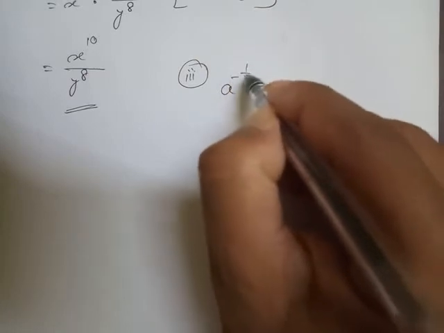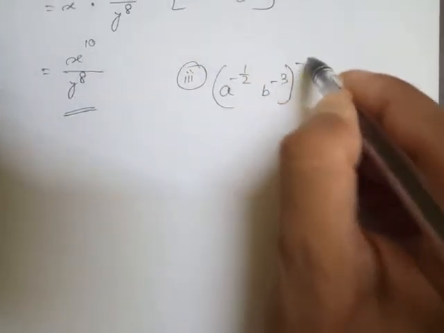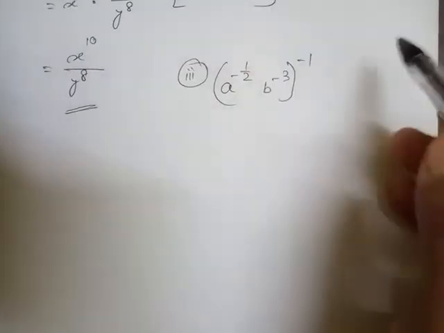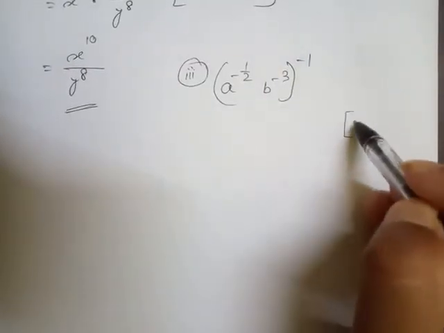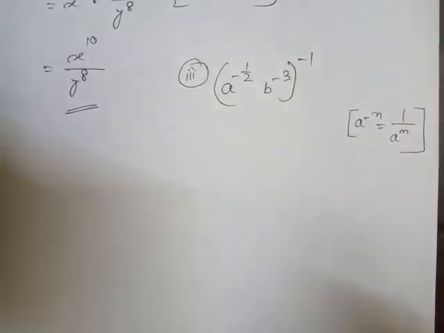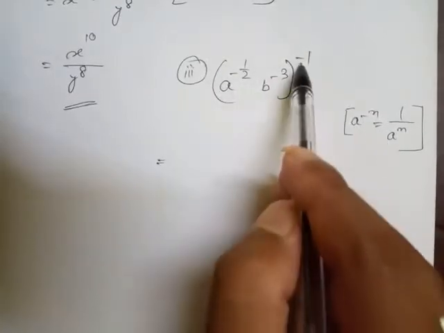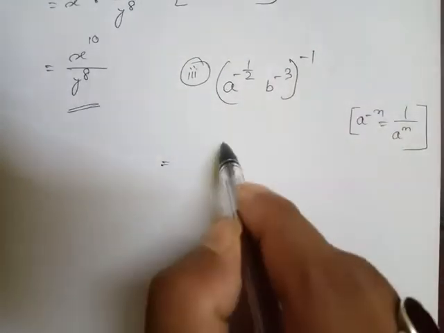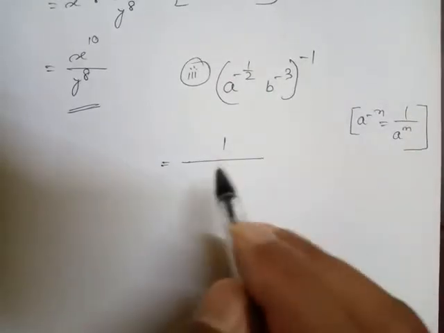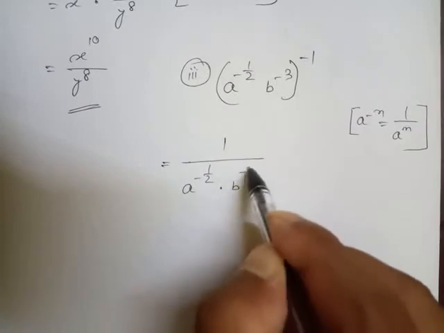So b Roman 3 I am writing here, and the question is a to the power minus half b to the power minus 3 whole to the power minus 1. I will use the formula here. The formula is actually a to the power minus n equal to 1 by a to the power n. This formula I will use here now. This is as a whole as a to the power minus n. So 1 by a to the power n, which means this and this.